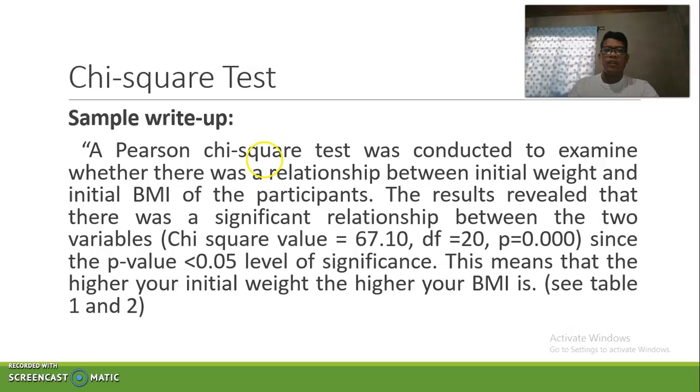So let's have a sample write-up of our output. A Pearson chi-square test was conducted to examine whether there is a relationship between the initial weight and the BMI. The results revealed that there was a significant relationship between the two variables. Of course, we have to include the chi-square value, the degrees of freedom, and the p-value. So there is a relationship between the two variables since the p-value is less than the 0.05 level of significance. This means that the higher your initial weight, the higher your BMI.